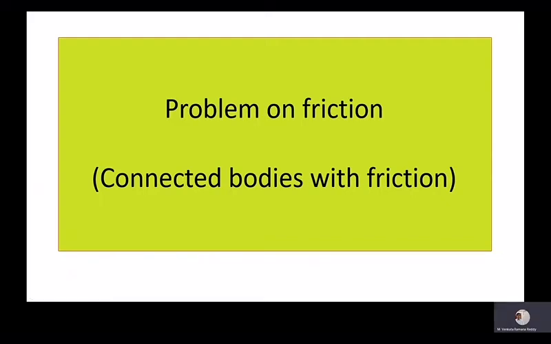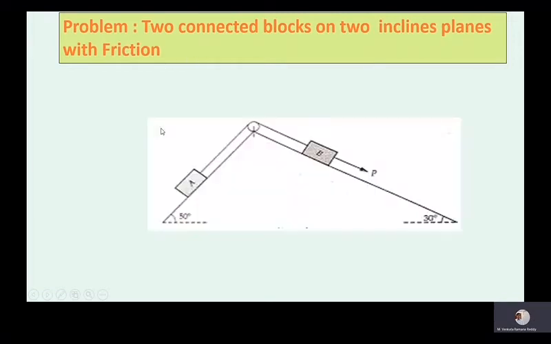Now we'll discuss a problem on friction, that is, connected bodies with friction. This concept we'll discuss with the help of a problem. What is the problem? Two connected blocks on two inclined planes with friction. Here, block A and block B. These two blocks are connected by a cord, and this block is placed on this incline and this block is placed on this incline.